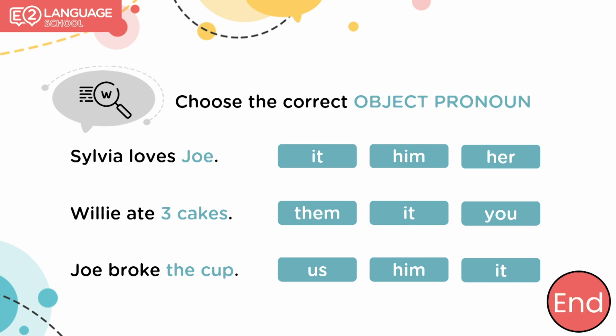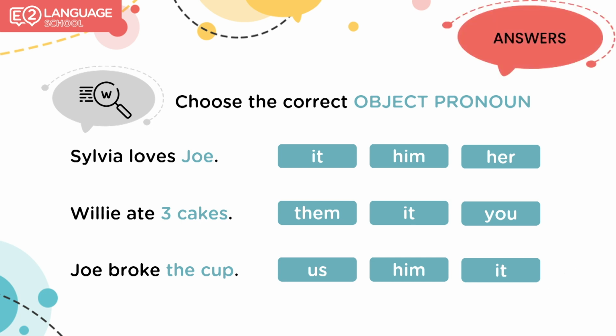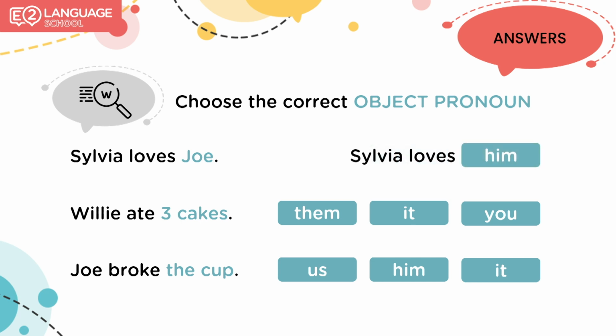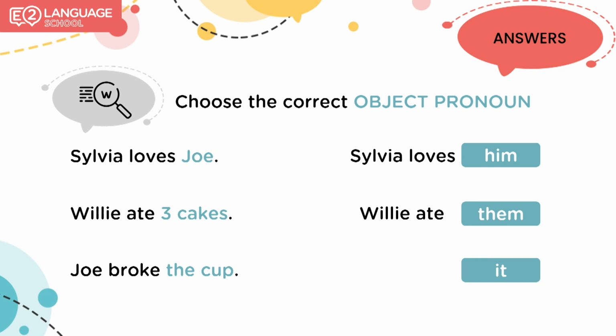Okay, everyone, time's over. Let's take a look at the answers. So, first of all, Sylvia loves Joe. Sylvia loves him. Now, we need to use him because Joe is a male person. Okay, next, Willie ate 3 cakes. Willie ate them. So in this case, that's a group of things. If it was just one cake, Willie ate a cake, or Willie ate one cake, we would say Willie ate it. And lastly, Joe broke the cup, Joe broke it. So here this is an example of one thing, the cup.